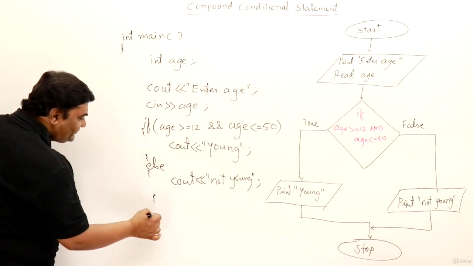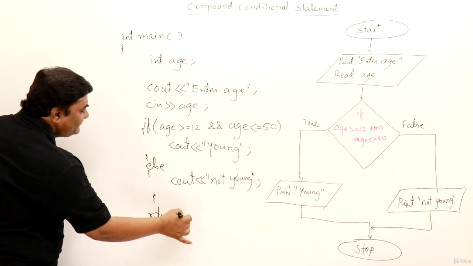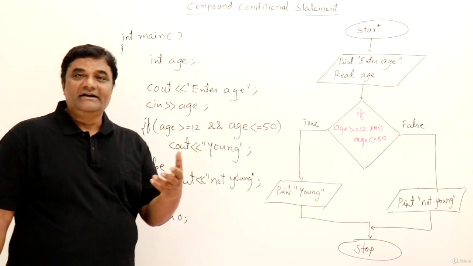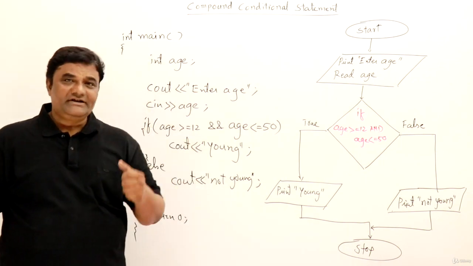And at the end, I should write down return 0. This is a common practice in a main function; you should write it. So this is the program. You can type the program and test it. Its demo is also given for it.